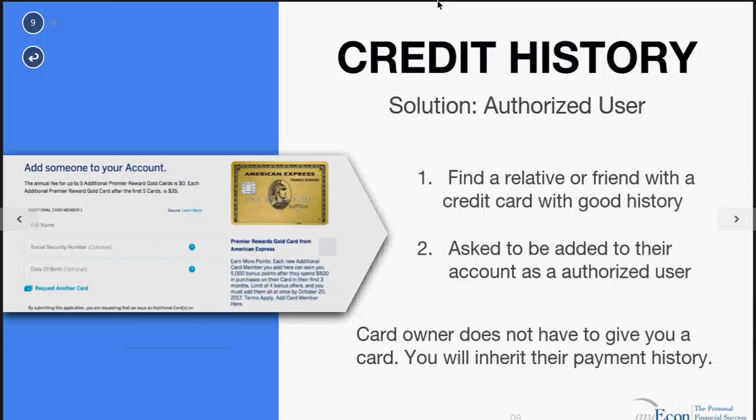So let's talk about the next one, credit history. Credit history accounts for 15%. If you've been taking notes, 15% of your score is credit history. It's the quickest and easiest solution to have someone who has a credit card with a great payment history add you as an authorized user. Some people call this piggybacking, or just leveraging their credit, and you get the benefit of them having great credit. You do not need their card to inherit the payment history. They can simply add you as an authorized user and have the card sent to them, where they can cut the card so that they are assured you cannot charge anything on their account.